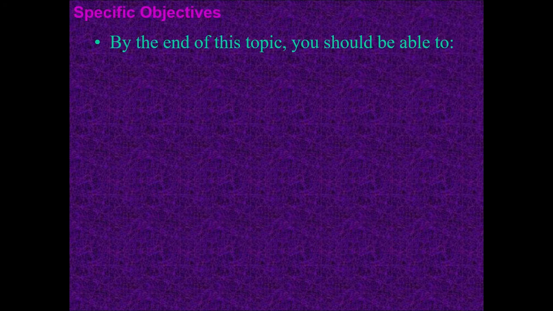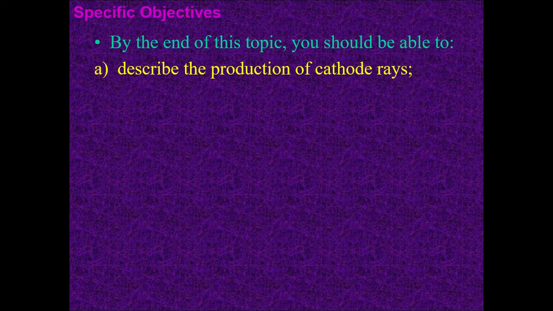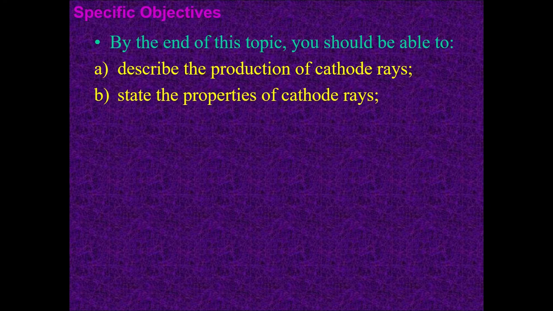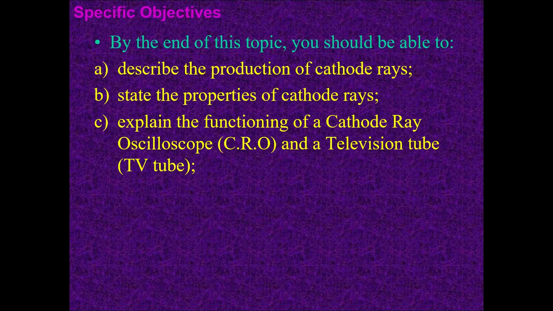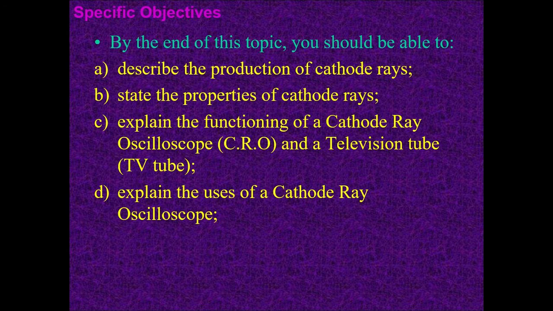Basically, the specific objectives by the end of this tutorial are that you should be able to: one, describe the production of cathode rays. You should also be able to state properties of cathode rays, explain the functioning of a cathode ray oscilloscope, and also the television tube, which we are now going to tackle in this tutorial. You should also be able to explain the uses of the cathode ray oscilloscope.